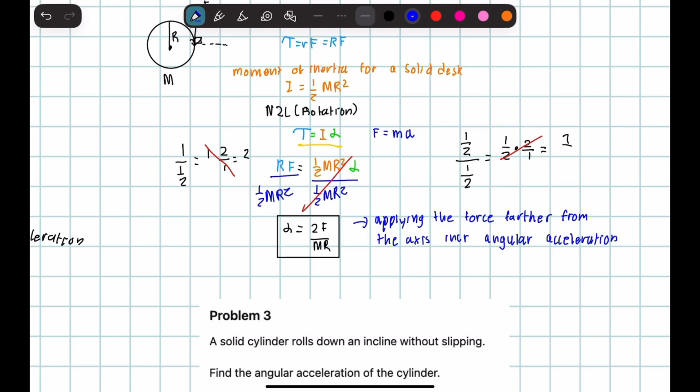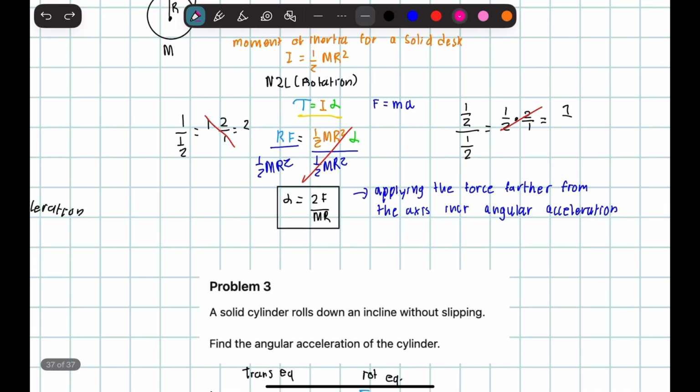So what does this mean? It means that applying the force farther from the axis increases angular acceleration. And if you're wondering how the fraction division happened, just look at 1 divided by 1/2. When you have a number divided by a fraction, you just flip the second number to its reciprocal, and then multiply the two. So 1/2 divided by 1/2 would be 1/2 times 2 over 1, which is equal to 1, as an example. And then we would have 1 divided by 1/2. This is equal to 1 times 2 over 1, which is equal to 2.